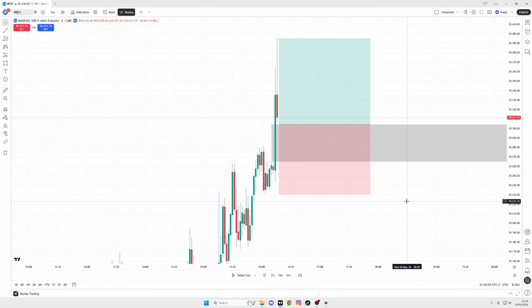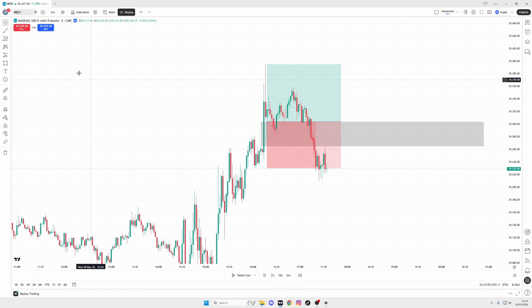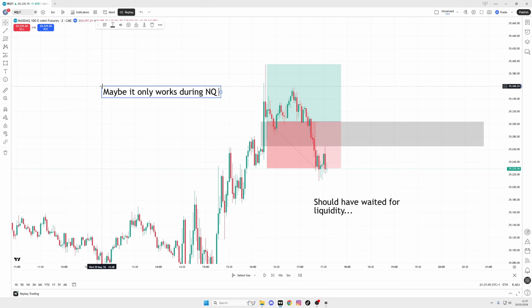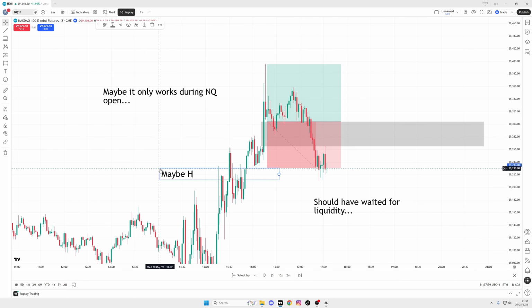The exact same setup that worked perfectly yesterday suddenly fails today. So the trader starts adjusting things. Maybe they need better confirmation. Maybe the setup only works during certain sessions. Maybe the higher time frame wasn't aligned.